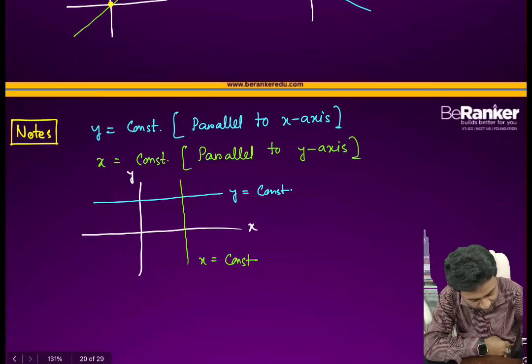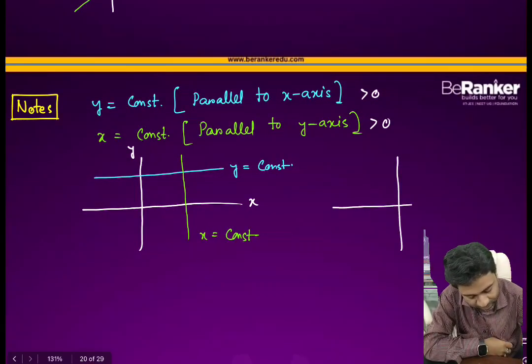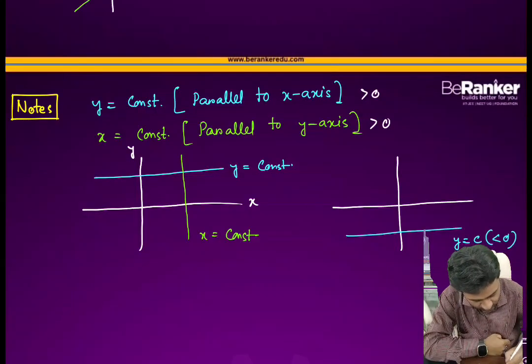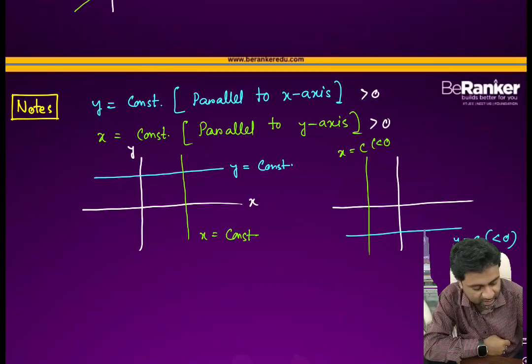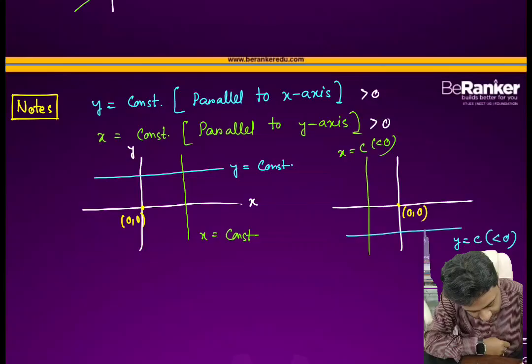And if x is constant, the graph might be like this. Here x equals constant. Of course, here we have taken the constant as positive. If the constants are negative, then the graph should be on the other side. Like this is also the graph of y equals constant, say c, but this time c is negative. And this will be the graph of x equals constant, where the constant is negative. In all these cases, we have taken this point as the origin.